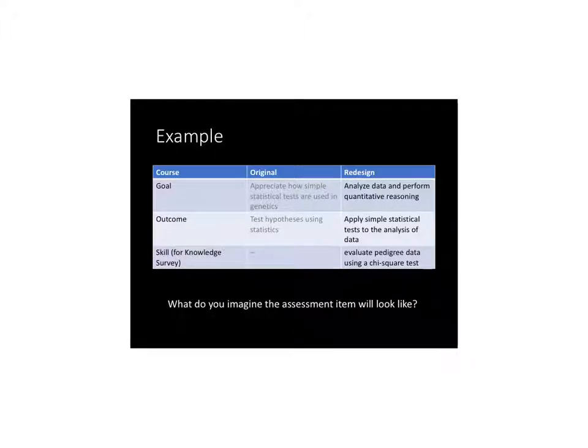So this is what would show up on what I give the students the first day of class. I give them the long list. That's what you got in that packet, the 2 or 4 page student knowledge survey. Can you evaluate pedigree data using a chi-square test? So it's a little bit specific. It talks about specific statistical tests and specific types of data. And the students are going to ask themselves, could I do that or not?